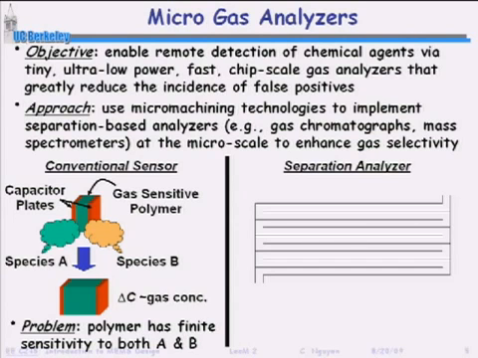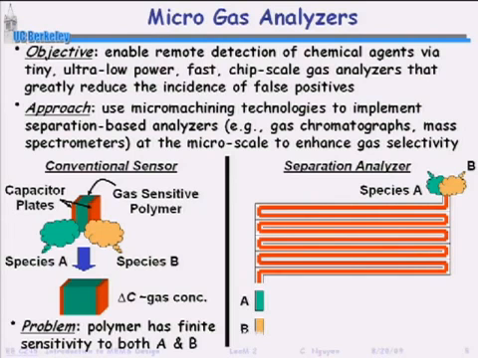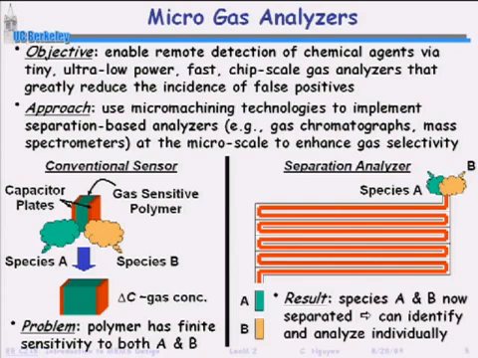One way to do that for gases is to use a separation analyzer, a gas chromatograph here. So you take species A and species B, you put them on one side of a very long column, and what's happened is these two species interact with the walls of the column. As they're interacting with the walls of the column, it's changing their velocities. They interact with the walls at different rates. And so by the time you get out of this column, species B is ahead of species A because it just moved faster. So now they're separate.